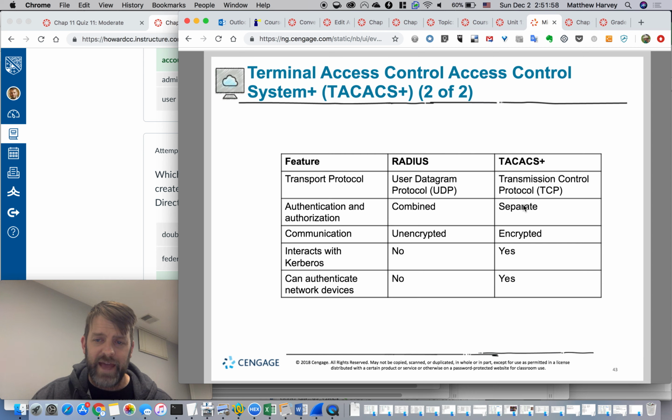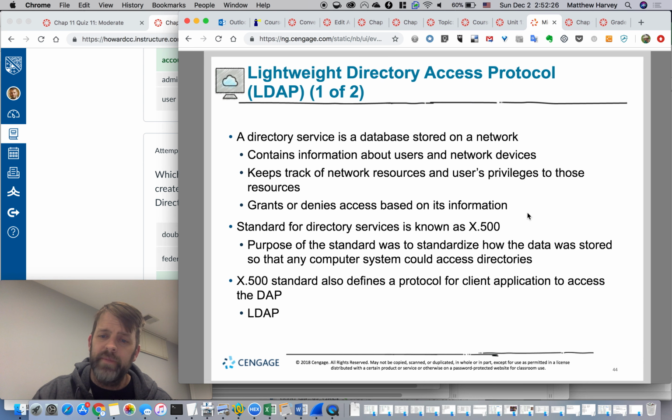The other good thing about TACACS is that with Radius, authentication and authorization are really the same thing. So Radius says, hey, you've authenticated, so you have access. Whereas TACACS says, okay, you've authenticated, now what is he authorized to access now that I've authenticated him? So it's more flexible, and you can set up authorization rules using TACACS.